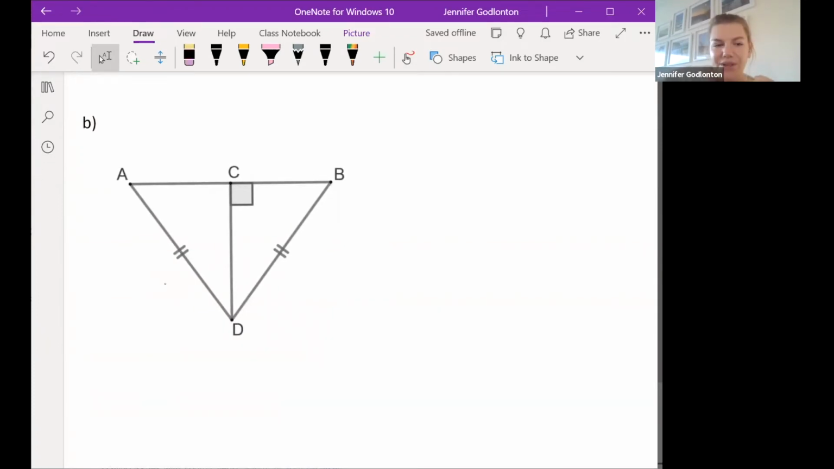See how you can go through this. Make sure you set it up correctly. Statement, like you're identifying your triangles. 1, 2, 3, conclusion. And if you need help, just let us know.